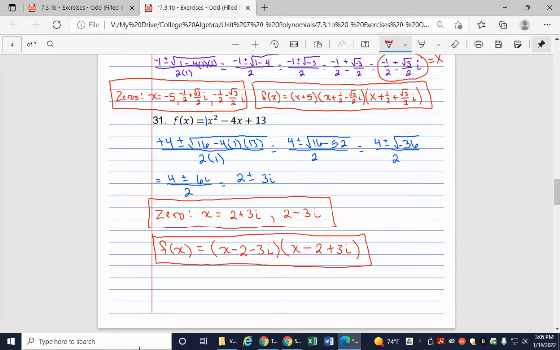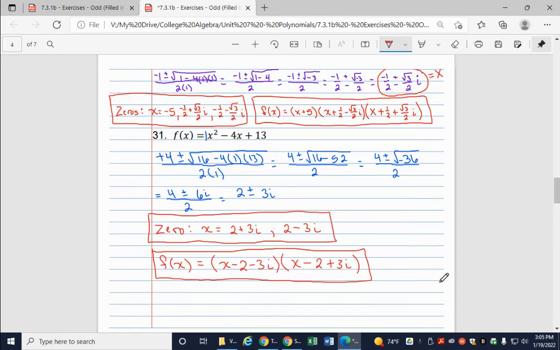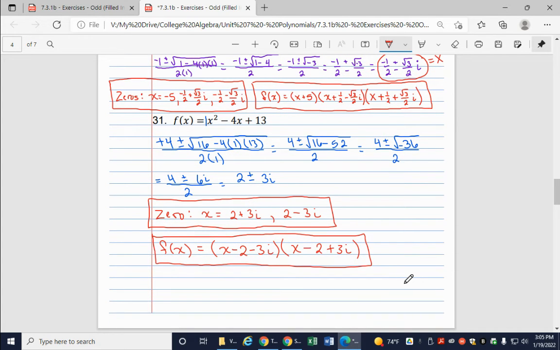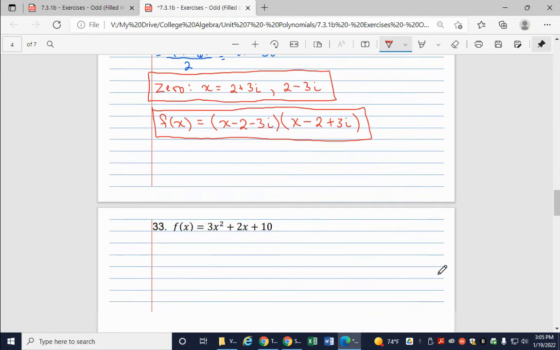That is my factored form. Questions on 31? We're good on 31. We're ready to go to 33. Okay.